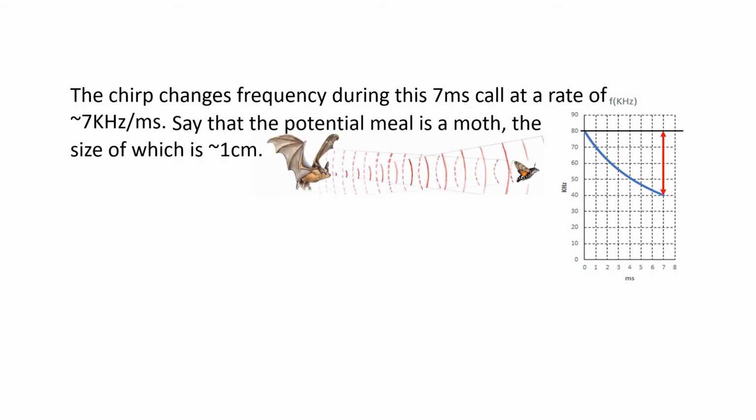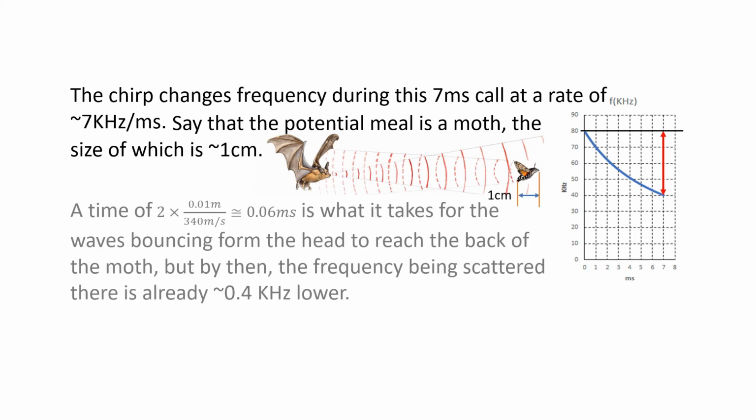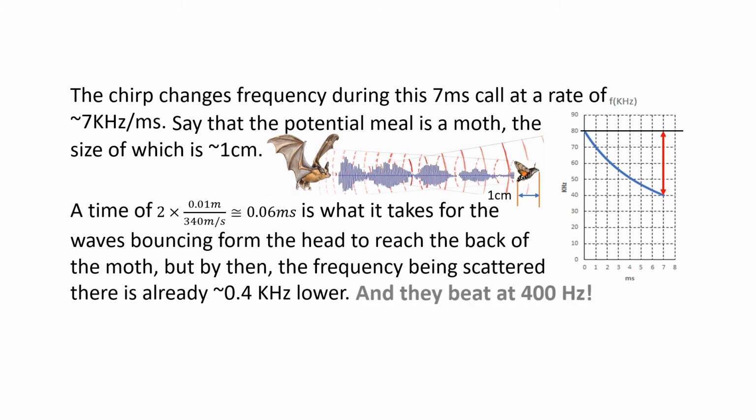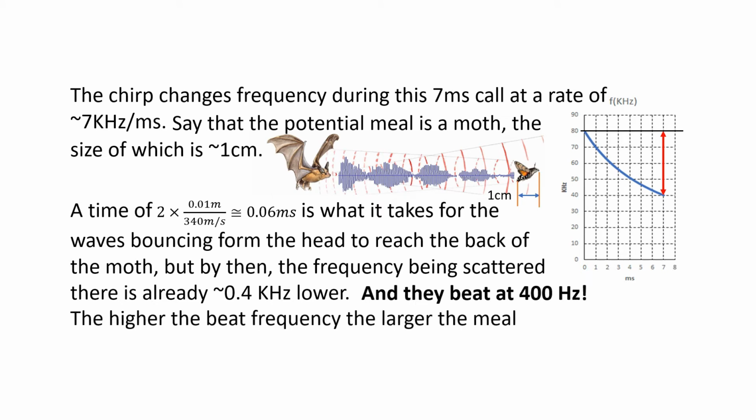Say that the potential meal is a moth, the size of which is 1 centimeter. A time of 0.06 milliseconds is what it takes for the waves bouncing from the head to reach the back of the moth. But by then, the frequency being scattered there is already approximately 0.4 kilohertz lower. And they beat at 400 hertz. The higher the beat frequency, the larger the meal.